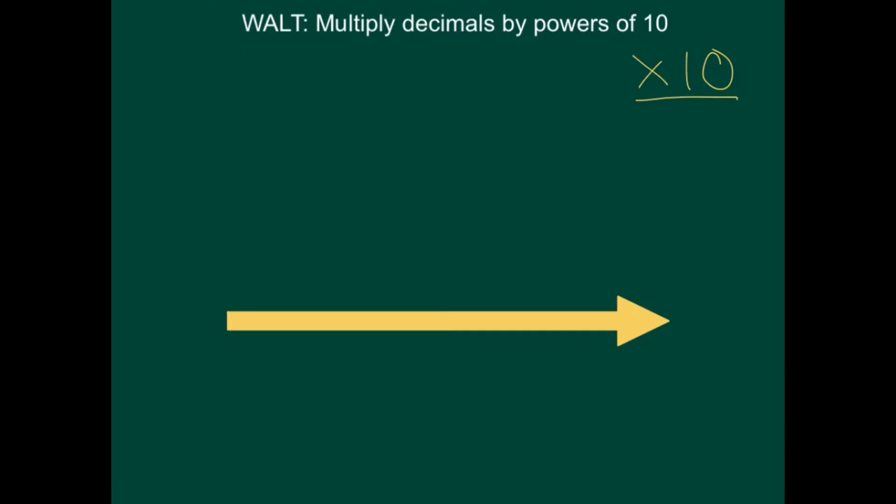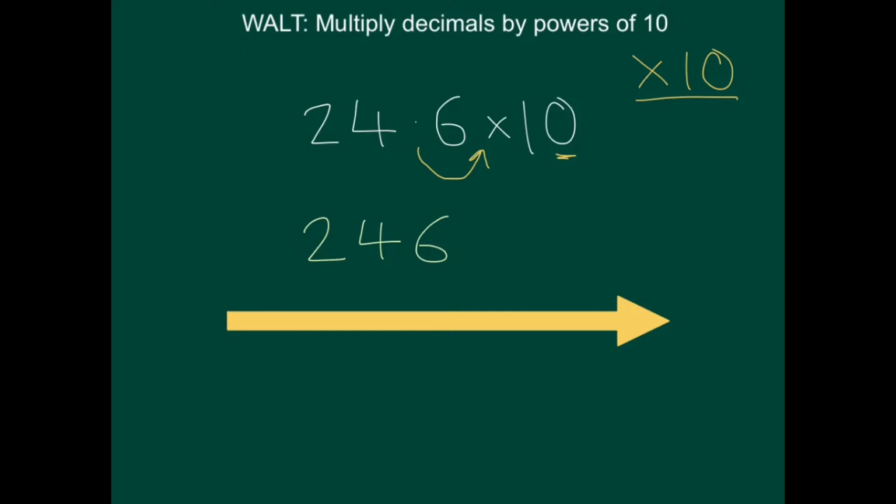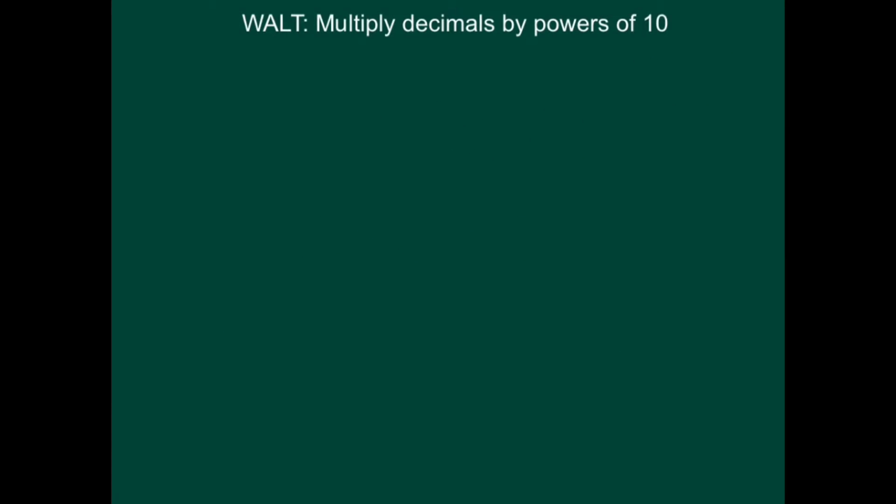Let's try another number. How about the number 24.6 times 10? So it's the same method as before. We're moving our decimal point one place to the right because we only have one zero in 10. So our answer is going to be 246. Because if we put our decimal point in, it's going to go right here. And 246.0 is exactly the same as 246. It's pretty easy, eh?